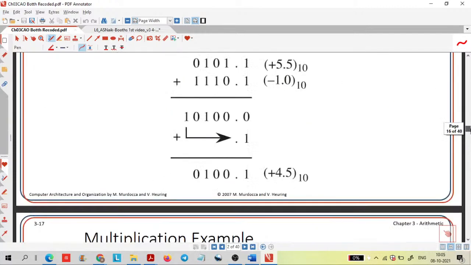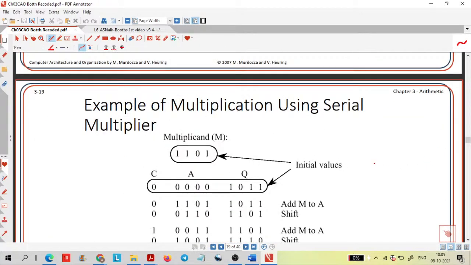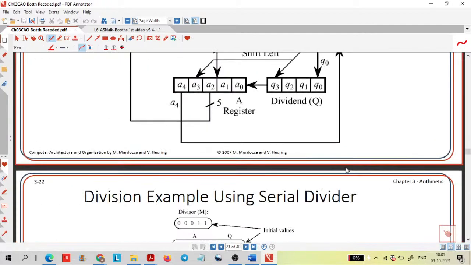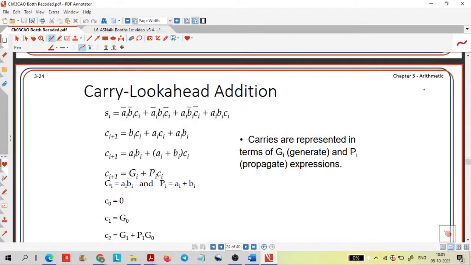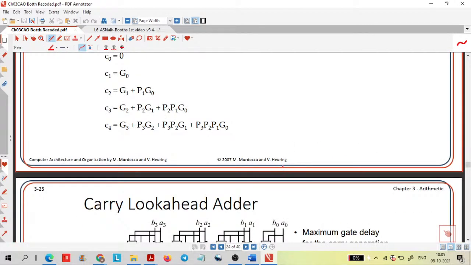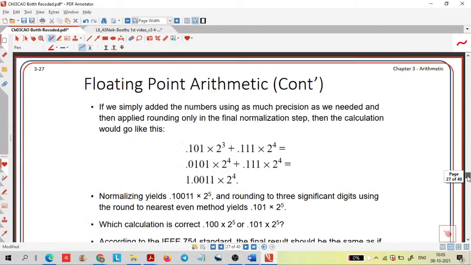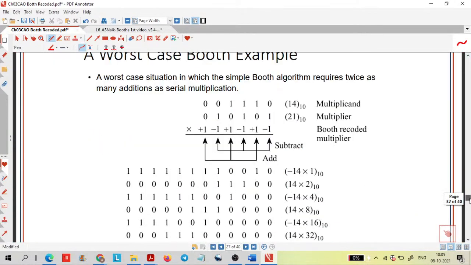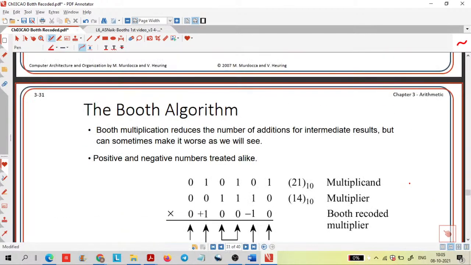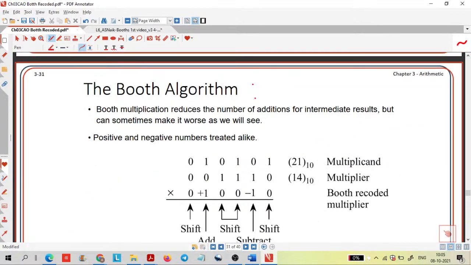Today we will discuss one more multiplication algorithm, that is called the modified Booth algorithm, or we can say it is a recoded multiplier. This is available in the book, this PPT, and I will also share it in Google Classroom. So we'll discuss the modified Booth algorithm. There are some rules. This is also a fast multiplication algorithm.